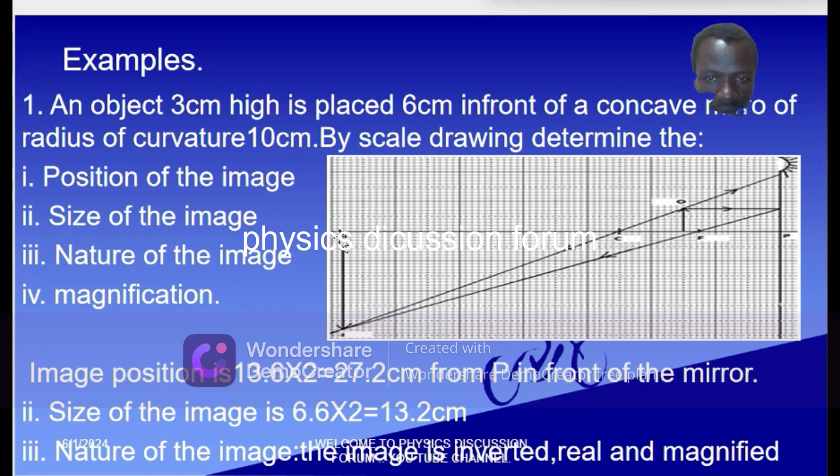When you draw keenly, you get the image being formed somewhere here. So you can now get the position of the image from the mirror. That one is 13.6 times 2. According to the scale, you get 27.2 centimeters from P in front of the mirror. Then the size of the image, from here to here, is 6.6 multiplied by 2. According to the scale, we get 13.2 centimeters. The nature of the image: you can see it is magnified, it is real, formed far beyond C, and it is inverted. So those are the properties.